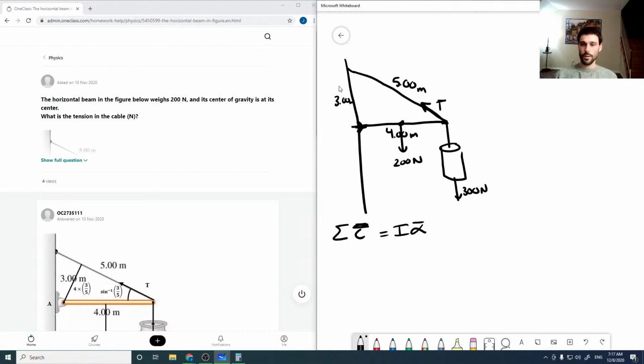So we've got 3 torques here. The 1, 2, and 3. Okay, so our torque 1 is F cross R.